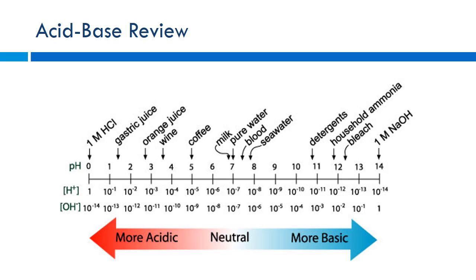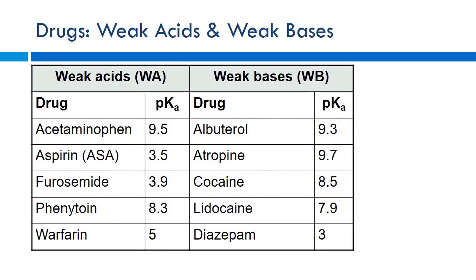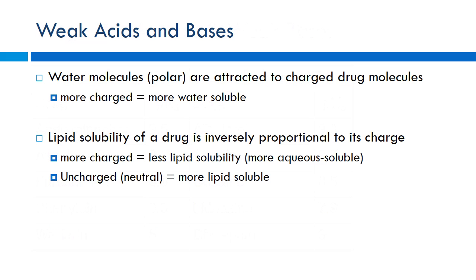So again, I've heard some people studying their acid-base status beforehand, so we'll talk about that just briefly and see how it can affect absorption. Remember, we have some drugs that are weak acids and weak bases, and depending on where they are, especially in the GI tract, you can affect what proportion is easily absorbed through those lipid bilayers. So anyway, we mentioned water molecules are very polar. They get attracted to charged drug molecules, so the more charged the substance is, the more water soluble it tends to be. And lipid solubility is inversely proportional to its charge. So things that are uncharged have an easier time being absorbed, which means they're more lipophilic and more easily able to cross those membranes.